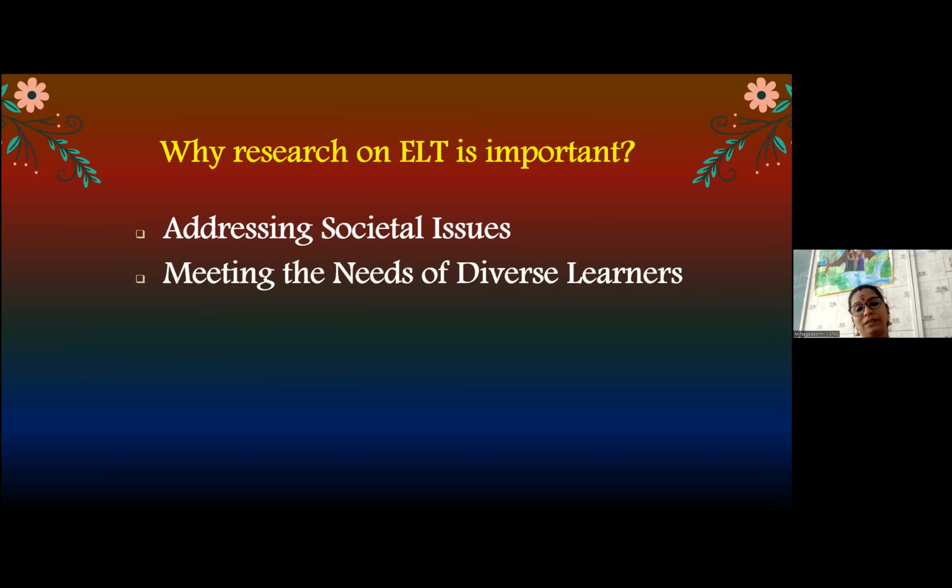Meeting the needs of diverse learners. Every individual is different, so every individual learner has some specific expectation. While doing research on ELT within an LMS platform, we could help the educators to meet the needs of diverse learners. For that reason, research on ELT is important.